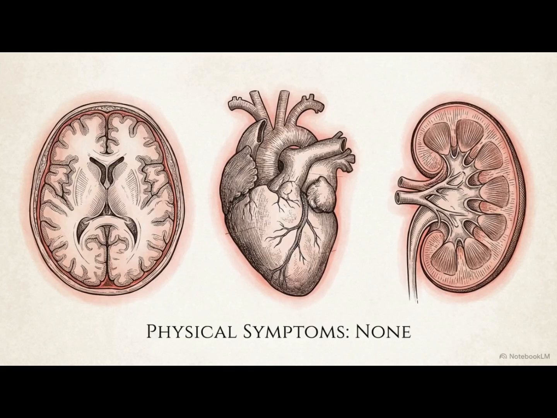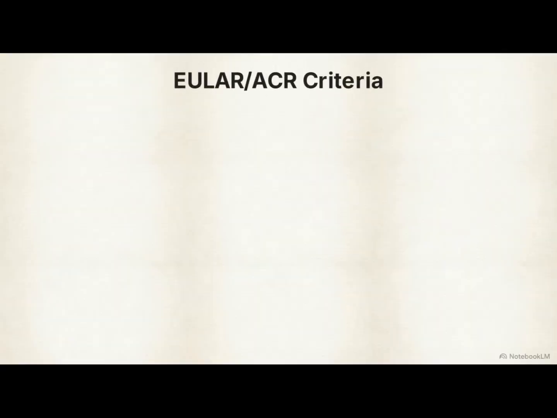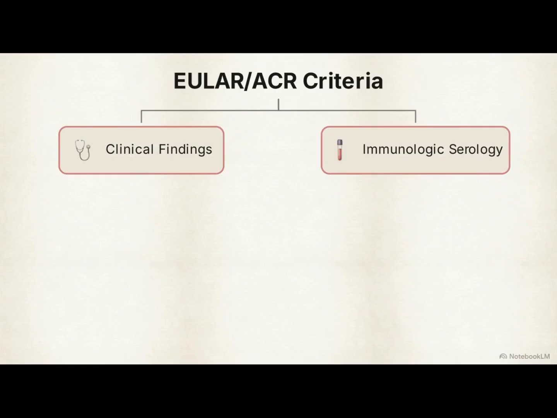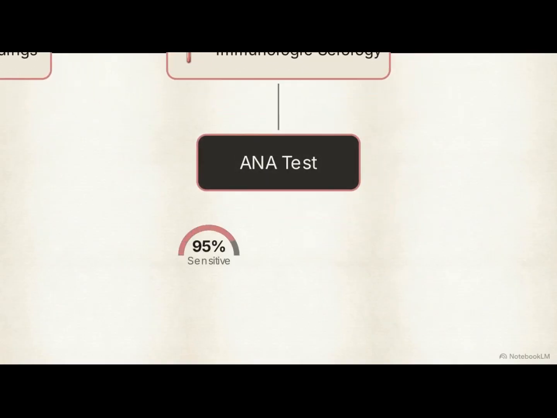Because SLE can quietly attack the brain, heart, and kidneys simultaneously, relying solely on physical symptoms is insufficient. Rapid, precise laboratory diagnosis becomes a matter of life and death. This laboratory algorithm breaks down the classification criteria developed by the European League Against Rheumatism and the American College of Rheumatology, or EULAR-ACR. Diagnosing SLE requires a strict matrix of clinical findings paired with specific immunologic serology. The initial screening net is the antinuclear antibody, or ANA, test.